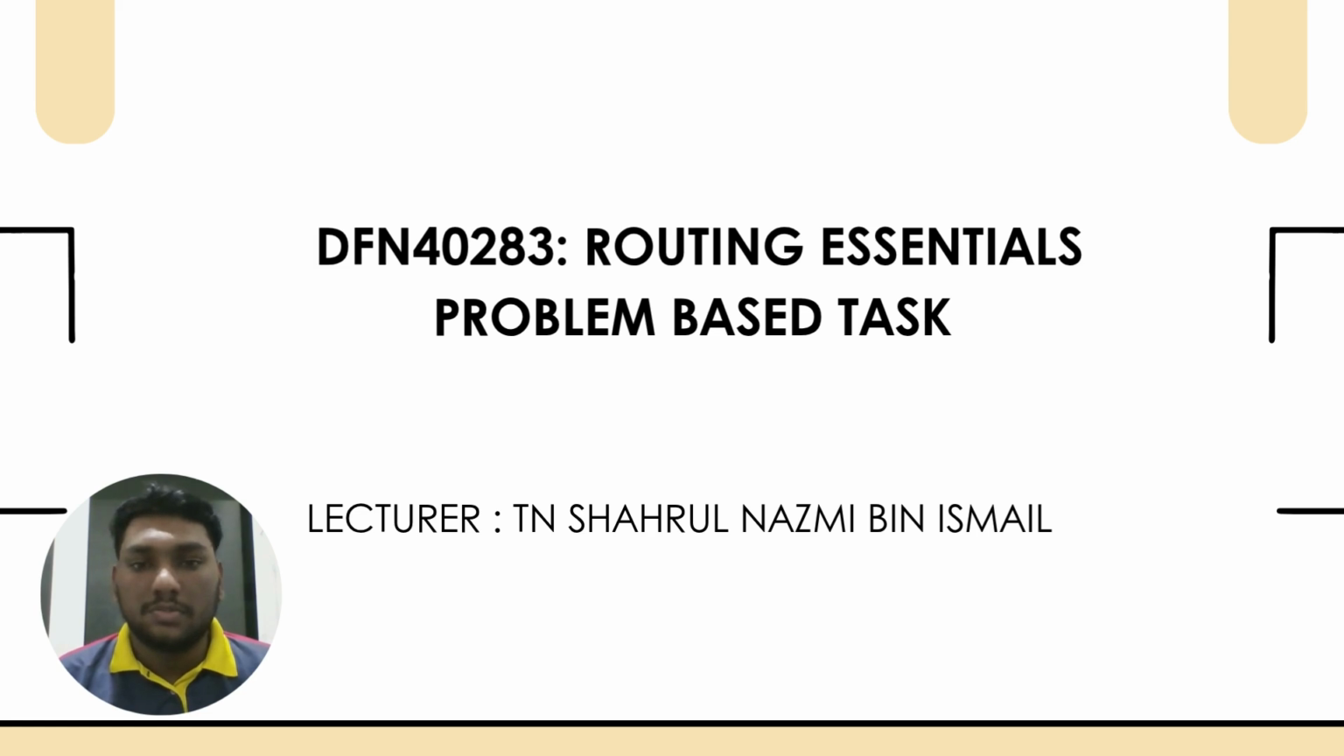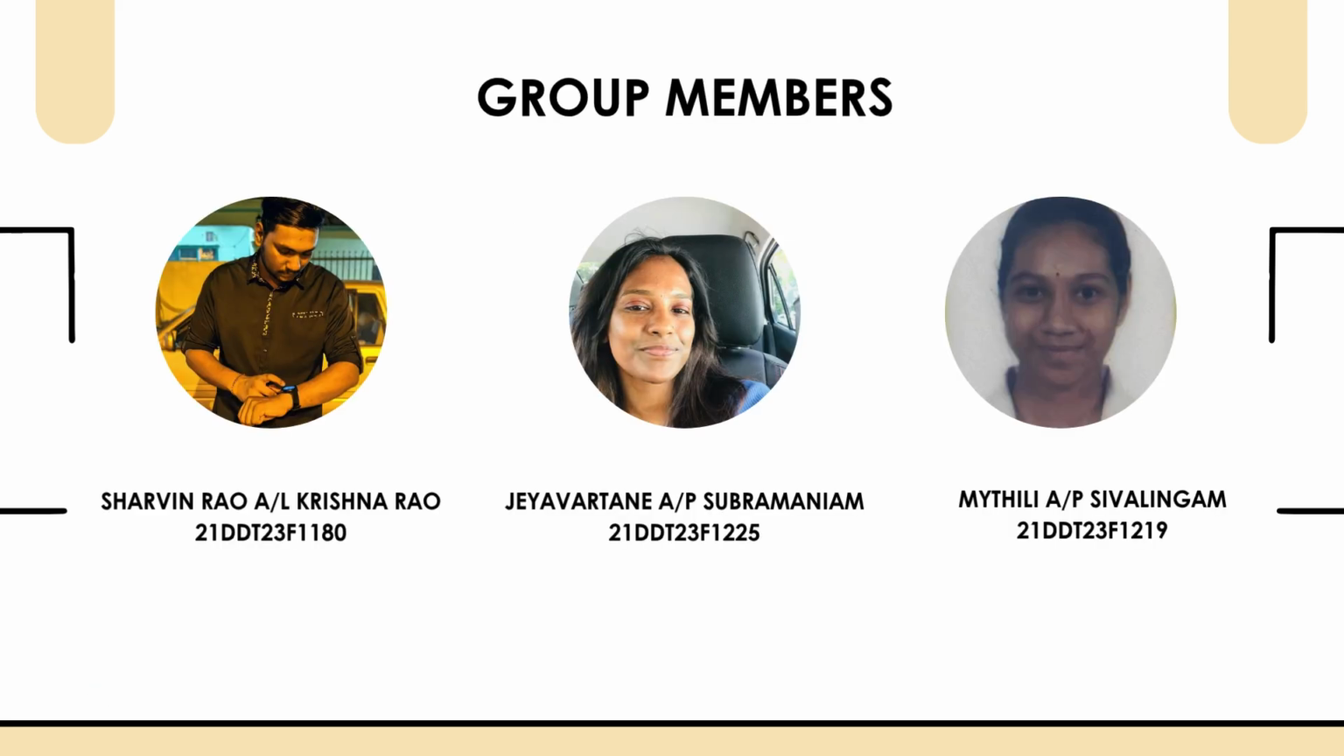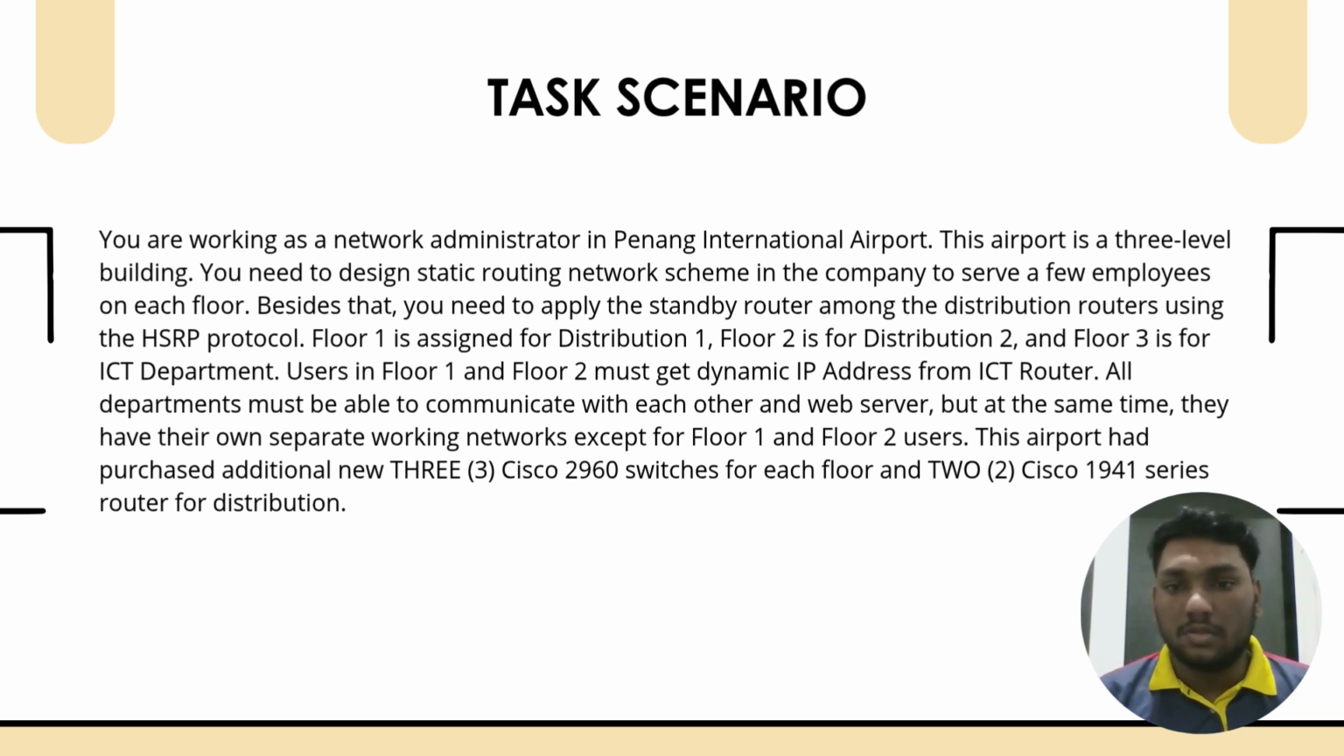So I am here to present the DFN 40283 Routing Essentials problem-based task. For the task scenario, you are working as a network administrator in Penang International Airport. This airport is a three-level building. You need to design a static routing network scheme in the company to serve a few employees on each floor. Besides that, you need to apply the standby router among the distribution routers using the HSRP protocol.